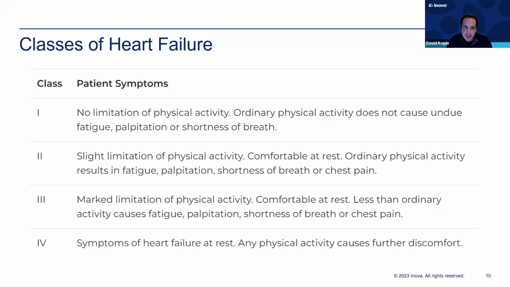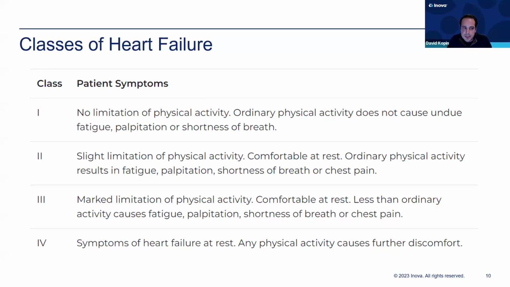Class 1 patients have no limitations of their physical activity. They can do normal daily activities, normal exercise, and don't feel any particular shortness of breath, palpitations, fatigue. NYHA, or New York Heart Association class 2 patients will have a slight limitation in their physical activity. They're comfortable at rest. But normal physical activities such as a brisk exercise or something along that nature will result in some symptoms, either fatigue, palpitation, shortness of breath, chest pain.